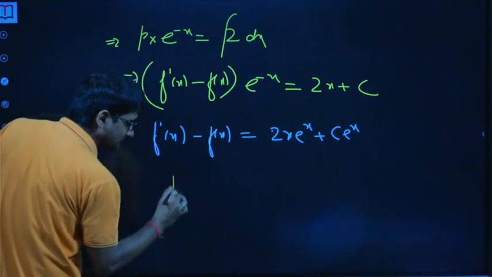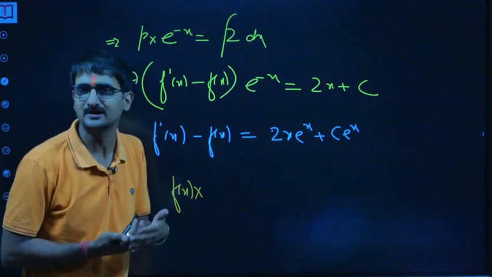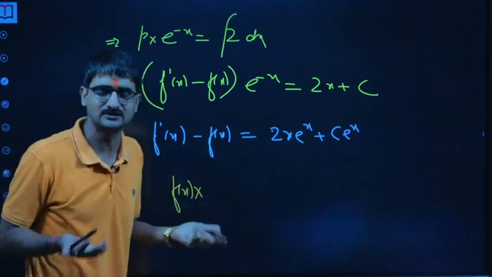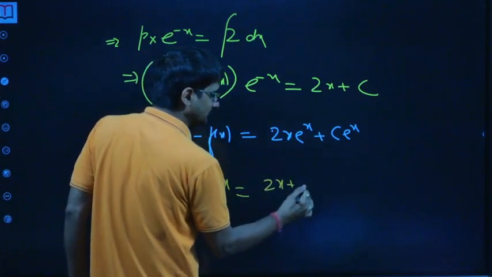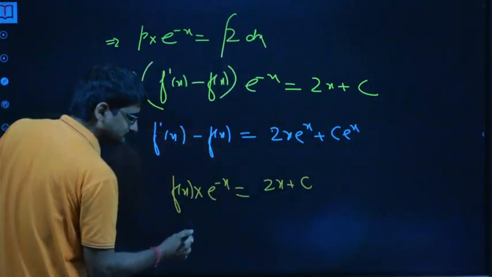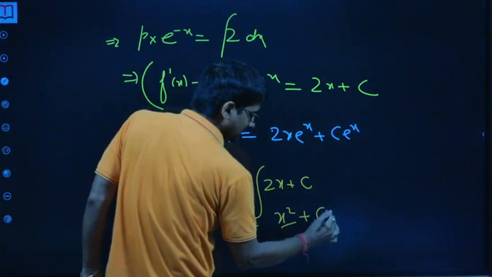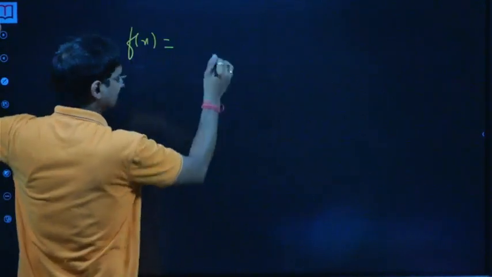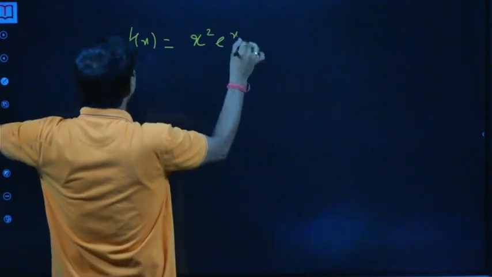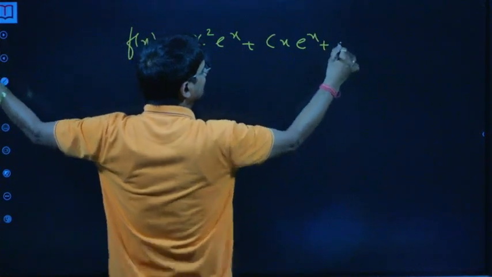So I will write it as y into, again the integrating factor is e raised to the power integral of minus 1 dx, which is e raised to power minus x. So e raised to power minus x multiplied, so 2x plus c, and then integrate. So you get it as x square plus c x plus d. Okay, so f of x is x square e raised to the power x plus cx e raised to the power x plus d e raised to the power x.